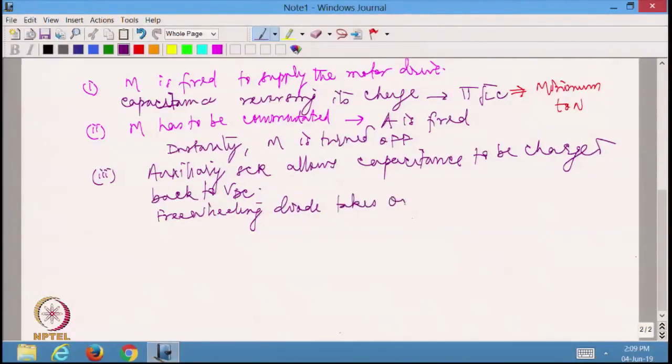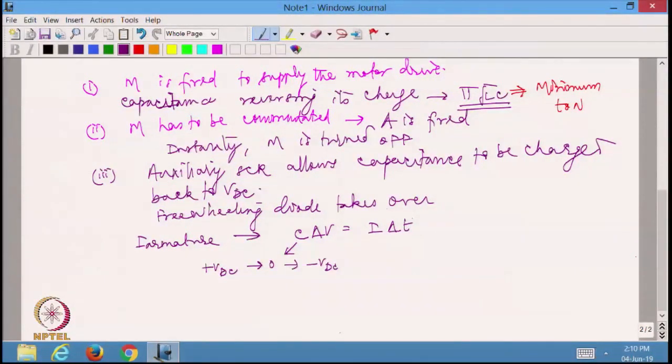So basically this circuit is designed based on 2 things. One is this minimum T on, which is pi root LC. Another one is I load or I armature of the DC motor, which might have been given already. This is the load condition. So you can say C delta V equals I delta T, right. And the capacitance voltage is literally going from plus VDC to 0 to minus VDC. This is how it is transferring, right.